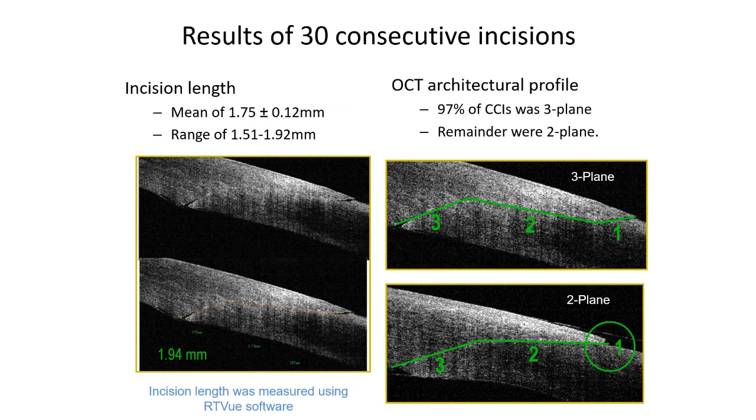We did a study looking at 30 consecutive incisions using anterior segment OCT, and the incision length only varied by a very small amount, plus or minus 0.12 of a millimeter. And the range overall was 1.51 to 1.92. If you look at the profile in cross-section, you'll see that 97%, or basically 29 out of 30, had a three-plane construction. The remainder was two-plane, but that's mainly because there was a loss of some epithelium here. But this wound was extremely good at self-sealing and didn't require any extra hydration for it to do so.